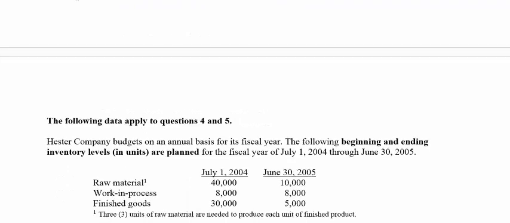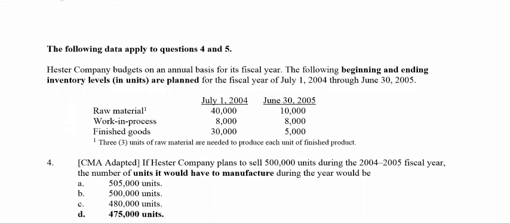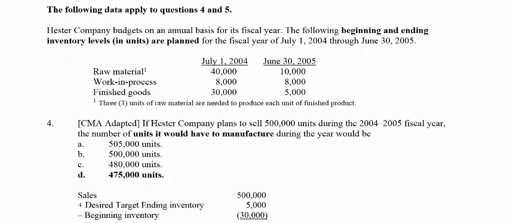All right, next one is number 4, which we've got data for question 4 and 5. Hester Company budgets on an annual basis for its fiscal year. We have got beginning and ending inventory levels in number of units that are planned for the fiscal year. Notice that we have a beginning raw materials as of July 1, 2004, and an ending raw materials as of June 30th, 2005. So these people have a fiscal year that runs from July through June.